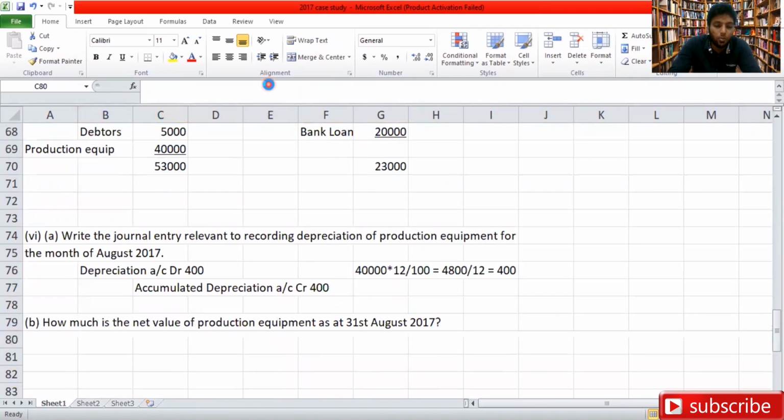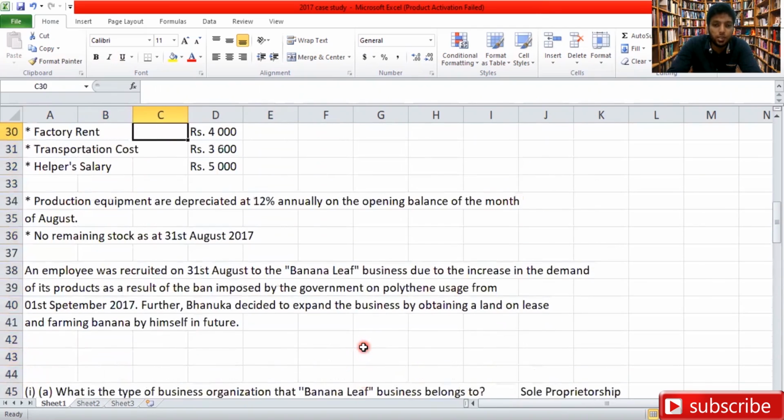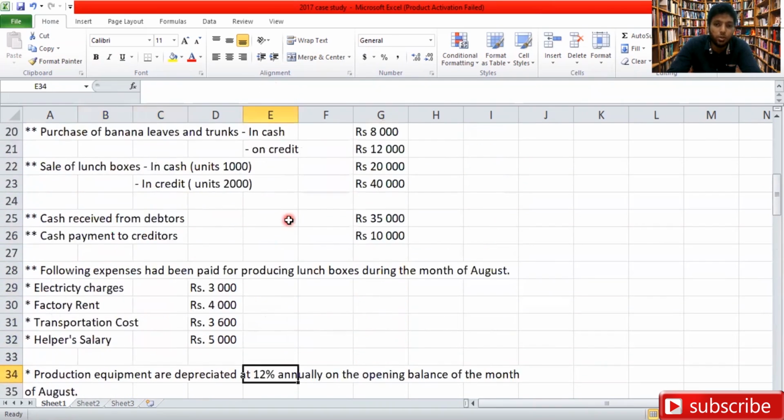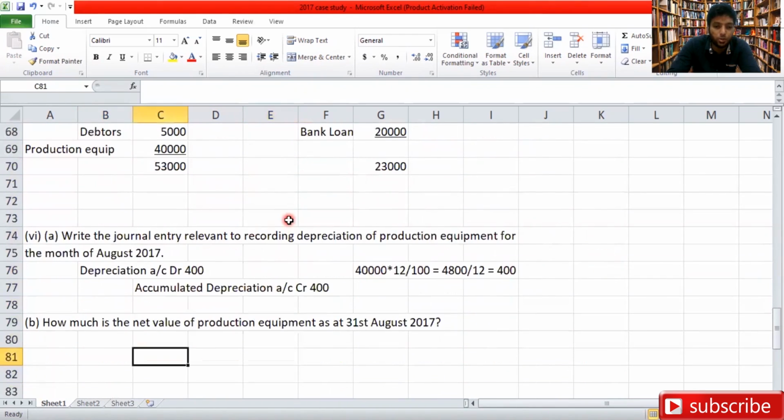Then they're asking how much is the net value of production equipment as of 31st August 2017. Now you might see here the production equipment cost they have given is 40,000. Now here we have depreciated, so the formula to get the carrying amount is cost minus accumulated depreciation, which will give you the carrying amount. That's what we say net book value or net value. Now I will take the formula first of all to remind you: cost minus accumulated depreciation is equal to carrying amount, right?